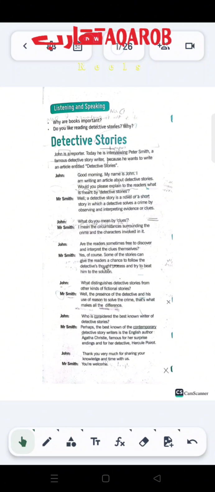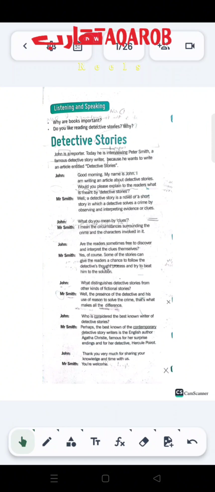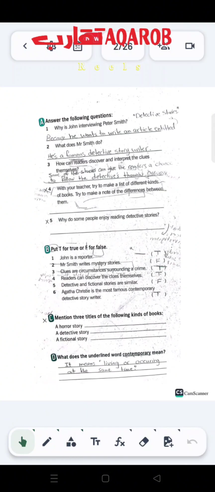Now let's answer the questions. So, A, answer the following questions. Number 1, why is John interviewing Peter Smith? So, the answer is here. John is a reporter. Today he's interviewing Peter Smith because he wants to write an article entitled Detective Stories. So the answer is because he wants to write an article entitled Detective Stories.